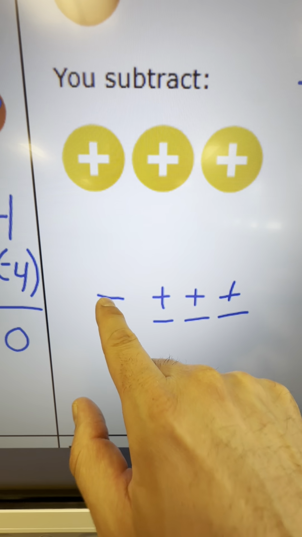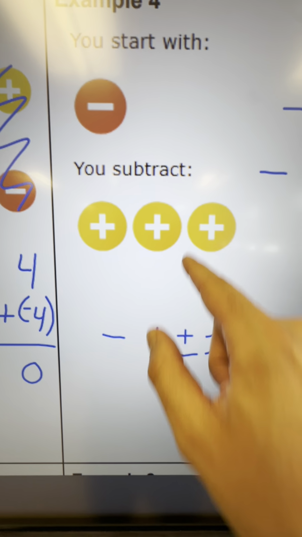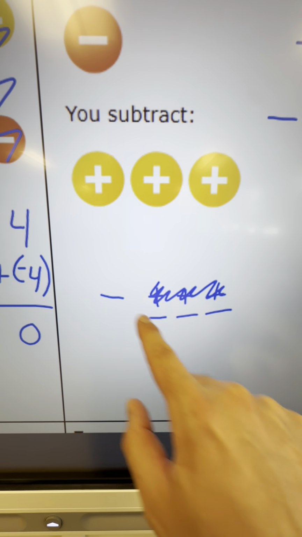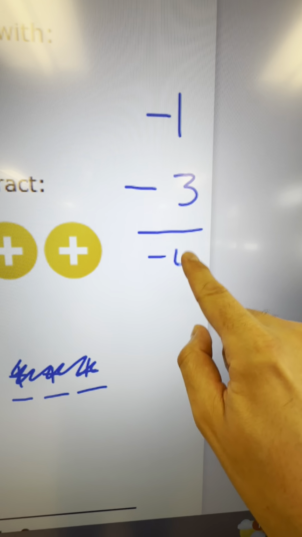So we're still having our negative 1 that we're starting with. But by adding the zero pairs, now I can take away those 3 positives. So I take away these 3 positives, and I can see I have 4 negatives left. So that means negative 1 minus 3 is equal to negative 4.